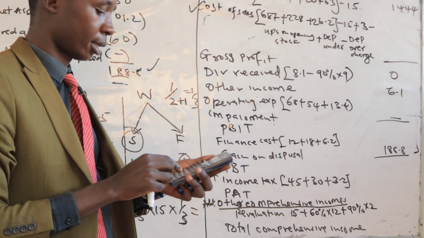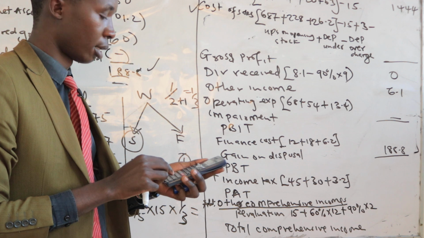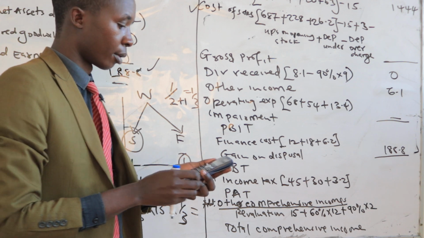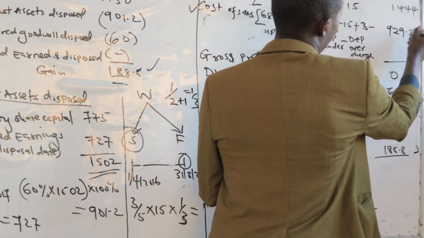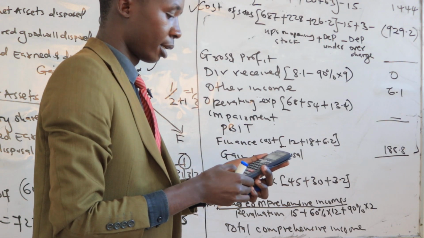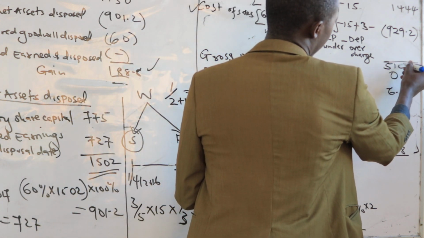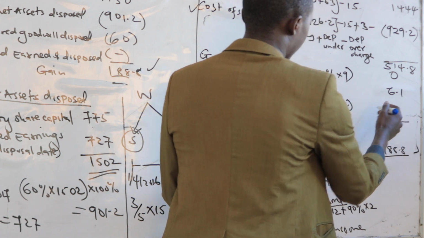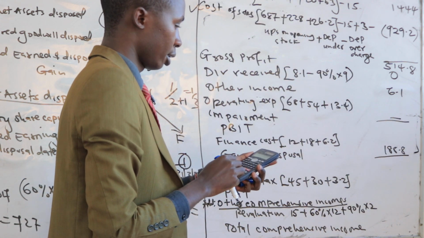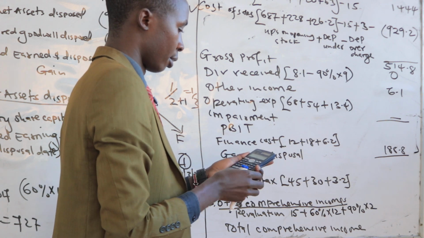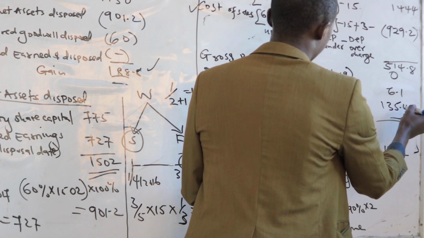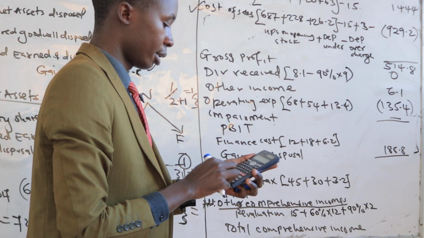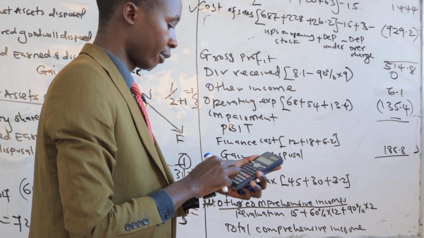Then I subtract cost of sales. Cost of sales is 687 plus 228 plus 26.2 minus 15 plus 3, which is 929.2. If I subtract, 1444 minus that answer, you are supposed to get 514.8. Then I add 6.1, but before I add that, there is 68 plus 54 plus 13.4, which is 135.4. This is supposed to be subtracted. So I say 514.8 plus 6.1 minus 135.4.